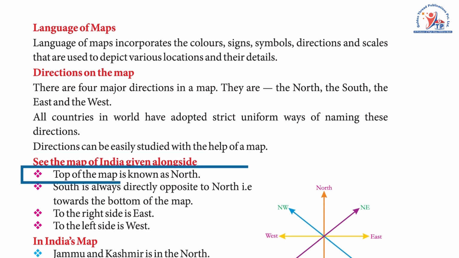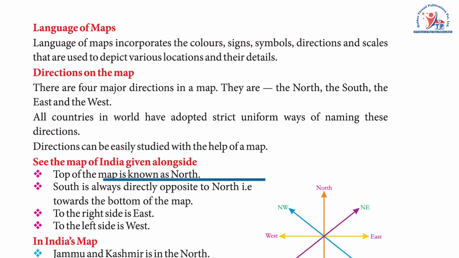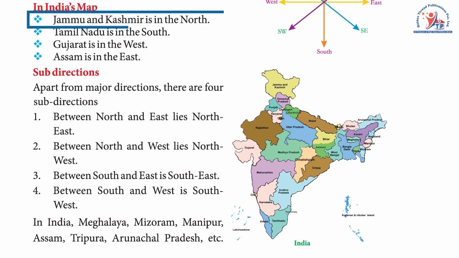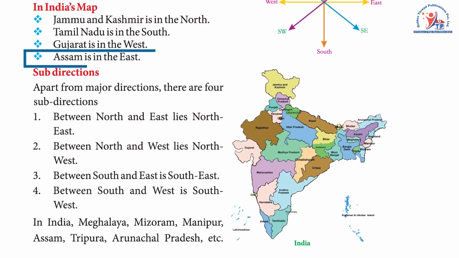The top of the map is known as north. South is always directly opposite to north, that is, towards the bottom of the map. To the right side is east, to the left side is west. In India's map, Jammu and Kashmir is in the north. Tamil Nadu is in the south. Gujarat is in the west. Assam is in the east.